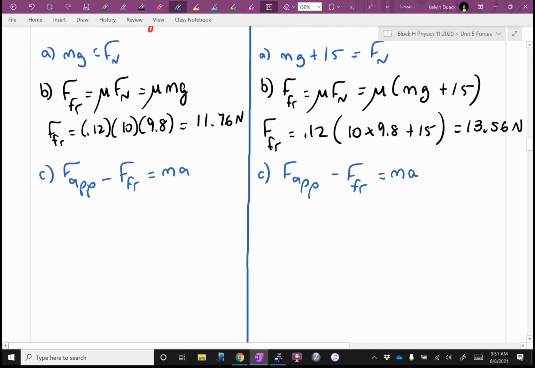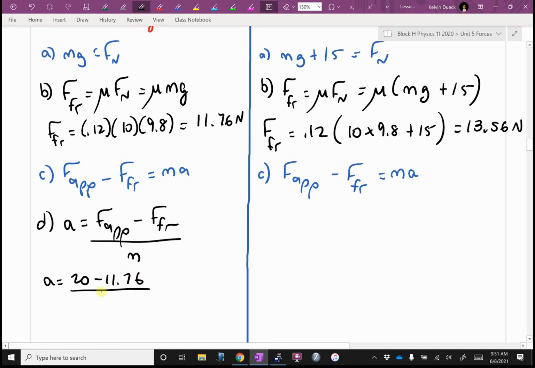Alex, what does D want me to find? How will I get the A by itself? Will we use your theorem? Cool. I think we can then say A equals F applied minus friction all over M. In fact, we can even plug in numbers. F applied, how big was F applied, Alex? 20? So it's going to be 20 minus 11.76 divided by 10.